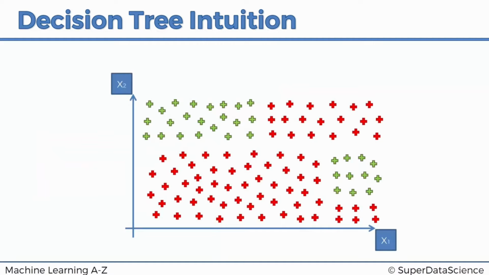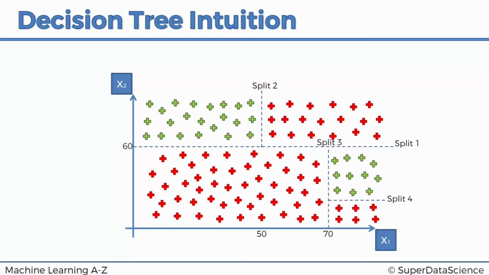So here we've got an example with lots of points on our two-dimensional scatter plot. Now, how does a decision tree work? What it's going to do is cut it up into slices in several iterations. So let's have a look. There'll be split 1, there'll be split 2. Split 1 split our data at x2 equals 60, split 2 split our data at x1 equals 50, split 3 split our data at x1 equals 70, and split 4 split our data at x2, it's not shown here, but it's about 20. So that is how a decision tree works, and the basis for these splits.